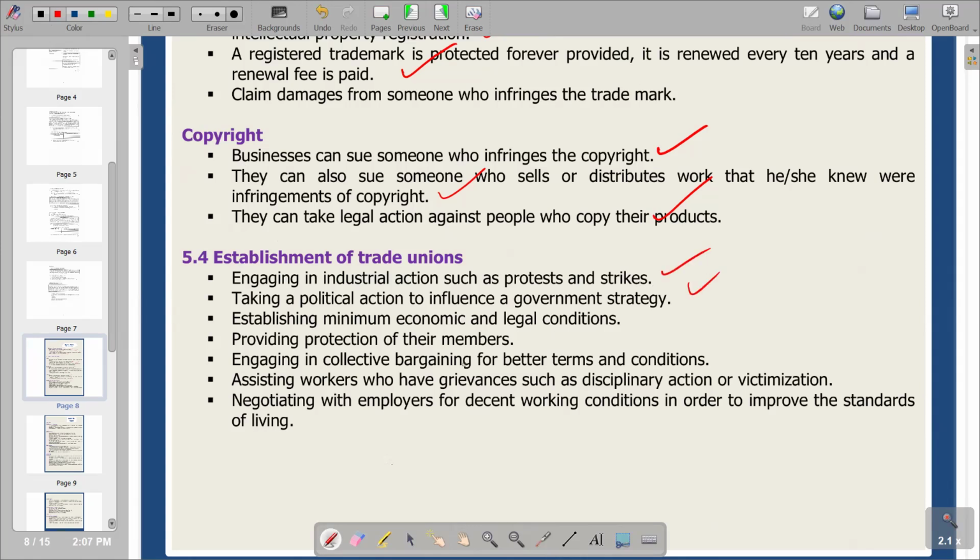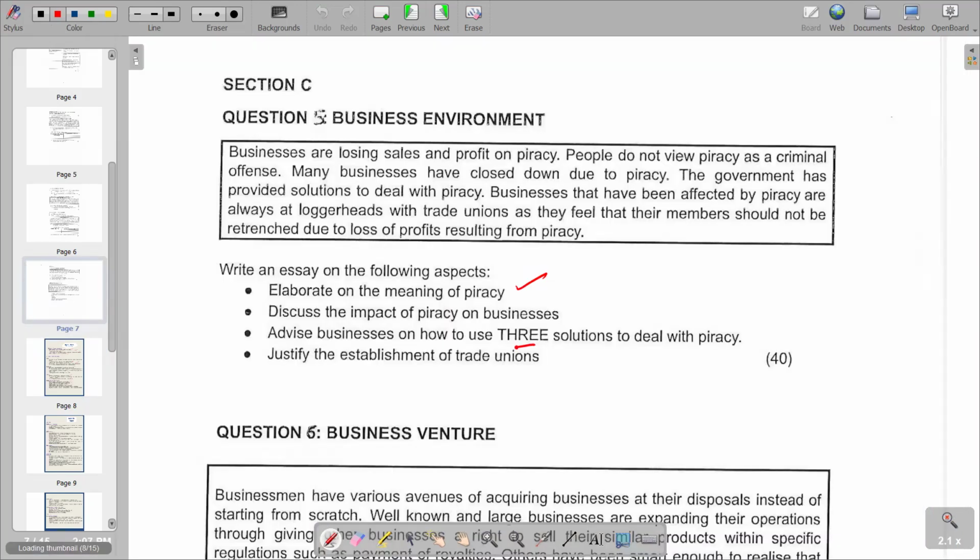And also establishing minimum economic and legal conditions, providing protection of their members, engaging in collective bargaining for better terms and conditions, assisting workers with grievances such as disciplinary action or victimization, negotiating with employers for decent working conditions in order to improve the standards of living. So this is what we have on 5.4. So obviously this becomes the last part that we have on question 5.